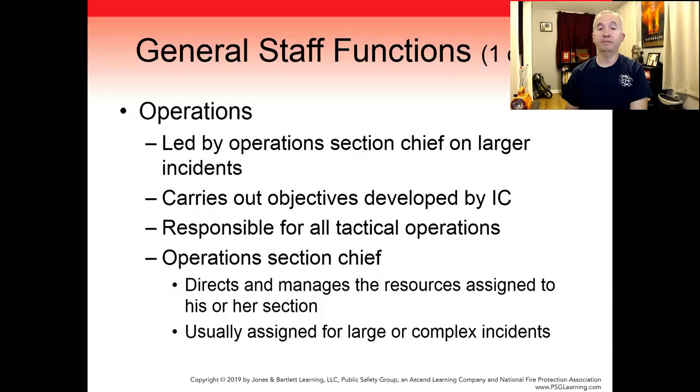In the general staff functions, the operations section is typically led by an operations section chief on large incidents. It carries out objectives developed by the incident commander and is responsible for all tactical operations at the incident. The operations section chief directs and manages the resources assigned to his or her section. This person is usually assigned when complex incidents involve more than 20 single resources or when the incident commander cannot be involved in all details of tactical operation.